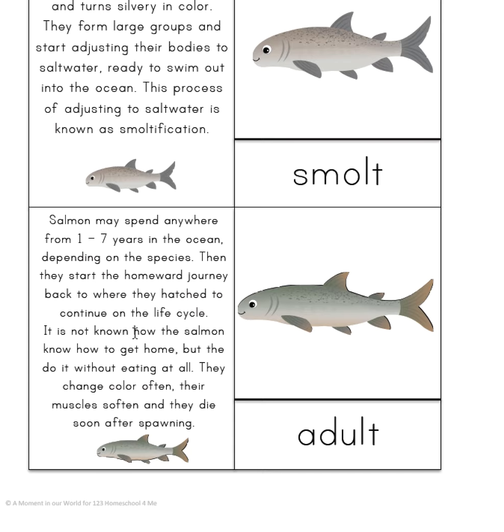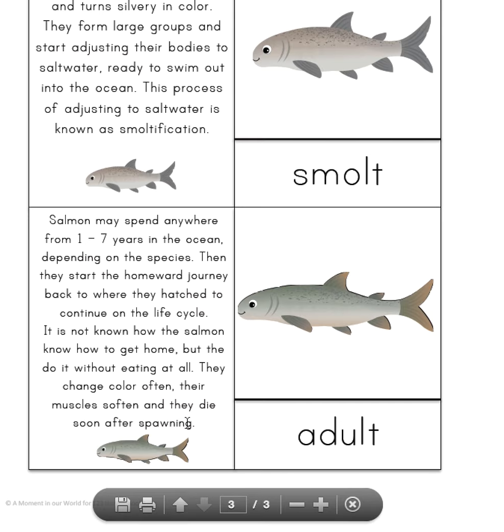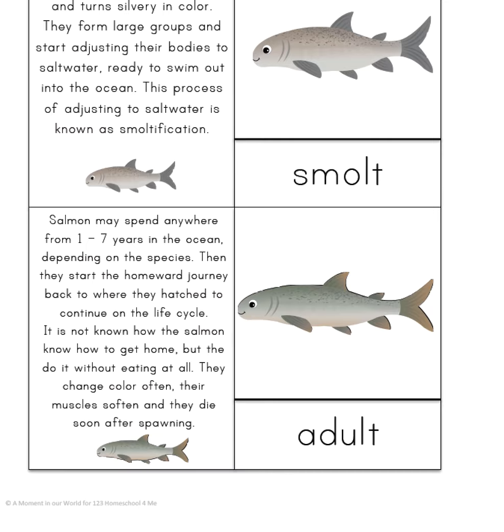It is not known how the salmon know how to get home, but they do it without eating at all. They change color often, their muscles soften, and they die soon after spawning. And when they die, their bodies become food for the plants and the animals that are there. And by becoming food for the plants and the animals, they then help feed their babies.